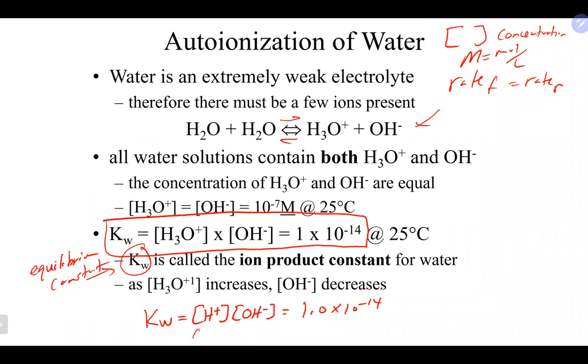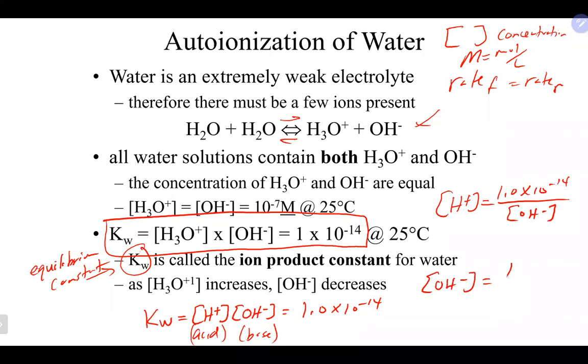The H plus is really the acid part of the solution. The OH minus is the base part of the solution. So we could actually use this to solve for one or the other. The calculation is exactly the same. The H plus concentration equals 1 times 10 to the minus 14 divided by the OH minus concentration, and vice versa. The OH minus concentration is 1 times 10 to the minus 14 divided by the H plus concentration.